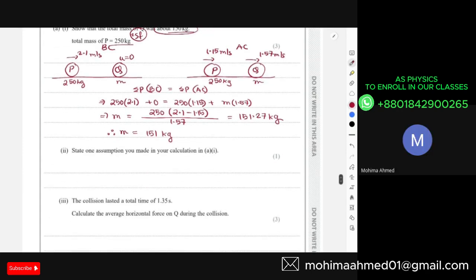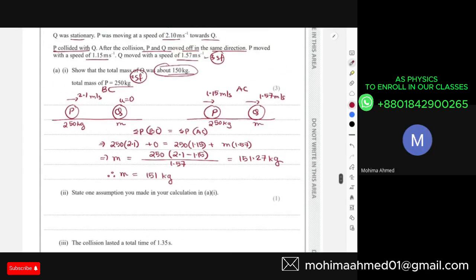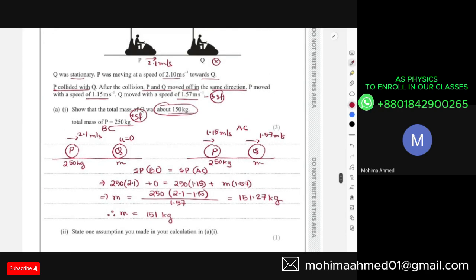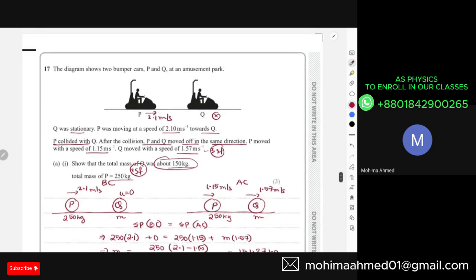Okay, then state one assumption you made in your calculation. What is the assumption for momentum? This is no external forces act. Means it's a closed system. Yes, you can say it's a closed system, but closed system doesn't mean that we're talking about the forces, right? In a closed system, we think that energy is not lost to the surrounding, right? But over here for your collisions, I exactly do not know if the energy is conserved or not. In collisions, energy could also not be conserved.